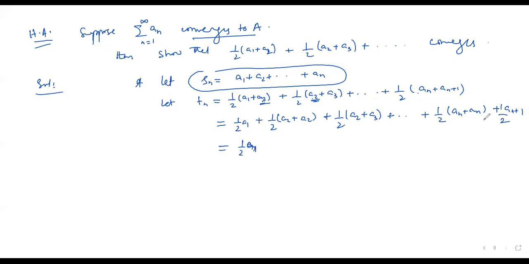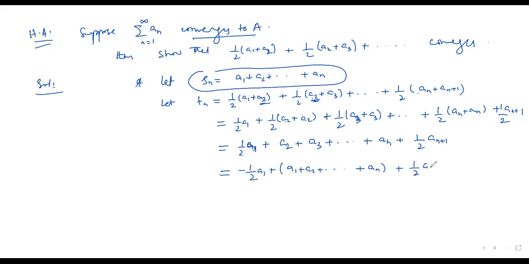But the interesting thing is, it will not make any difference because this was converged to 0. Anyway, if you see, this is A2 plus A2, it is twice A2 divided by 2, twice A3 divided by 2, so it is just A2 plus A3 plus so on and so forth plus an plus 1 by 2 an plus 1. Now see, why the 1 by 2 will not make a difference. Now see, this can be written as minus 1 by 2 A1 plus A1 plus A2 plus so on and so forth plus an plus 1 by 2 an plus 1.